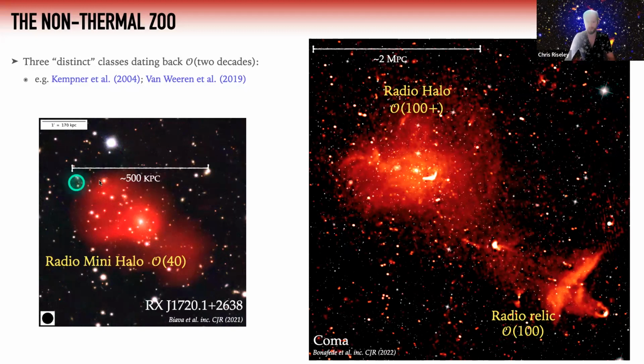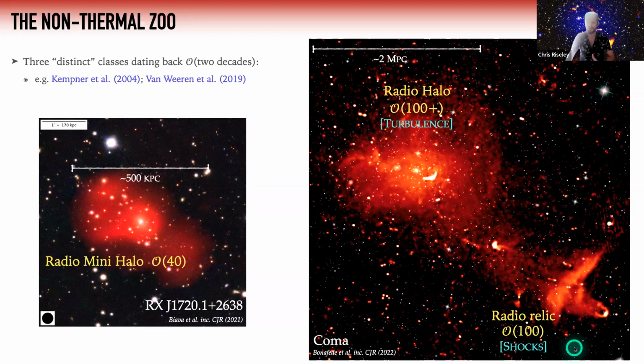And you can see the kind of different spatial scales we're talking about here. Relics and halos are very much megaparsec scale sources, whereas mini halos are much, much smaller. They are typically, canonically, only sort of 100 to 300 kiloparsecs in size. In terms of the physical mechanisms that power these sources, it's quite commonly accepted that radio halos are powered by some form of MHD turbulence injected into the intracluster medium following merger events. And radio relics are powered by some form of merger shock.